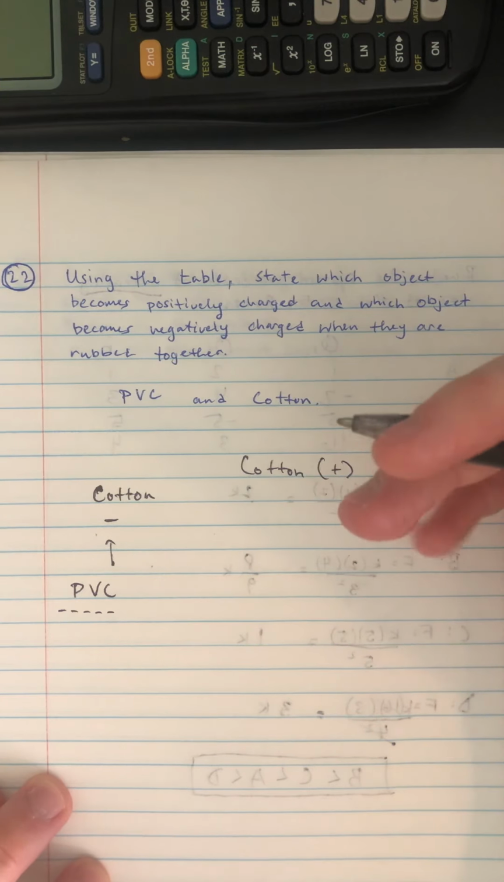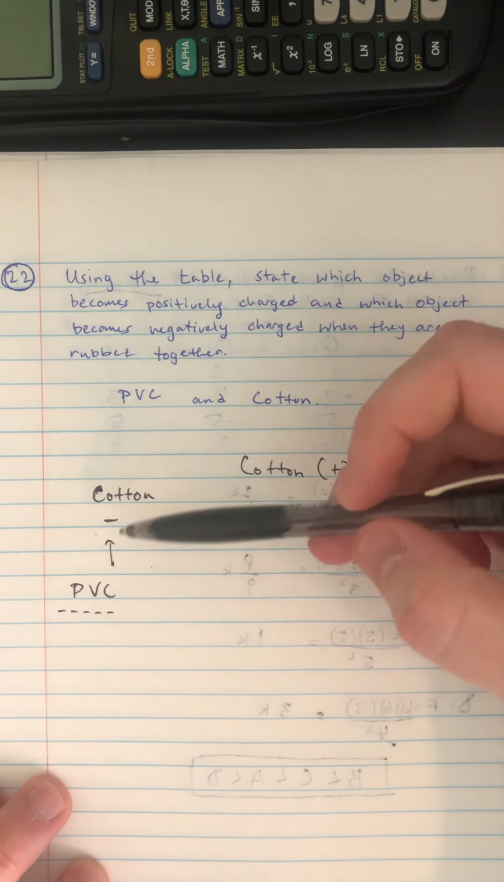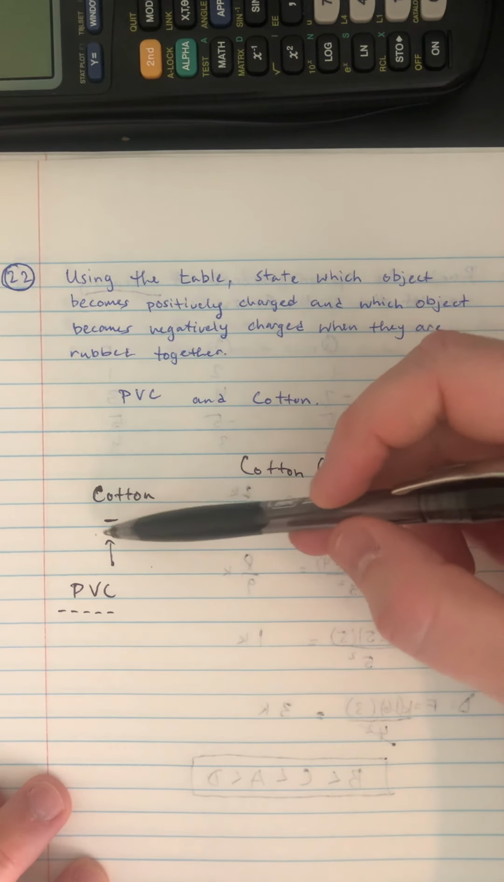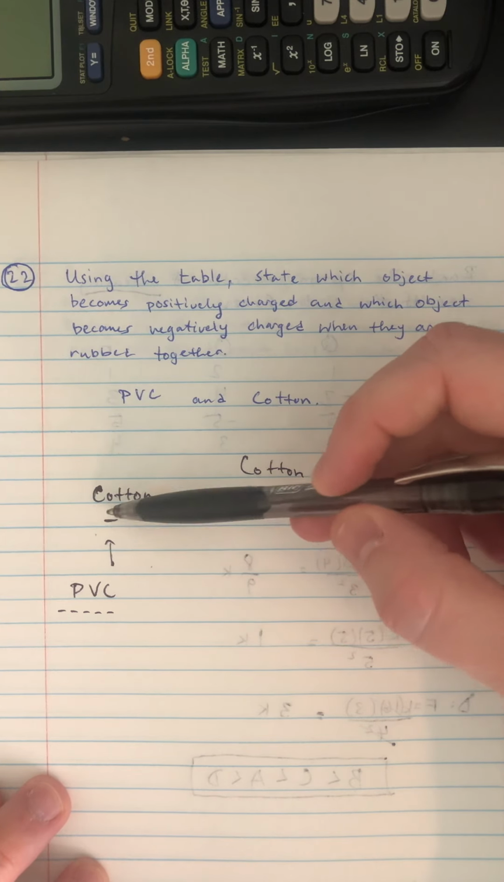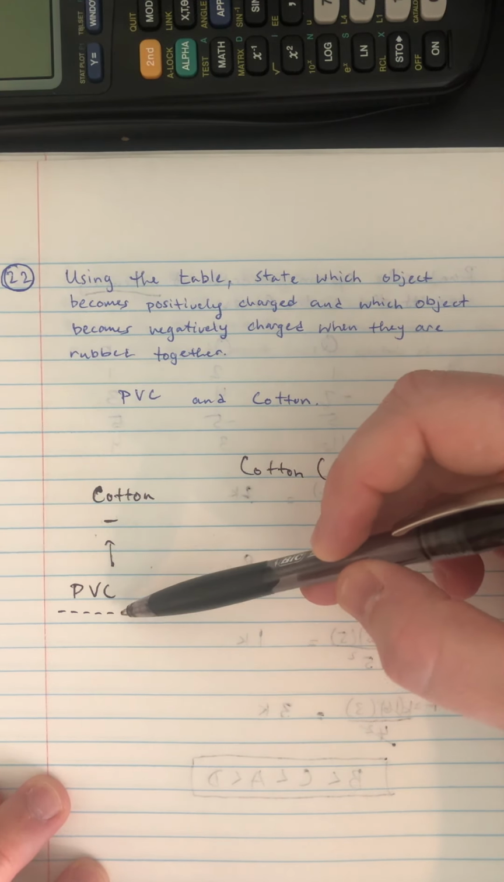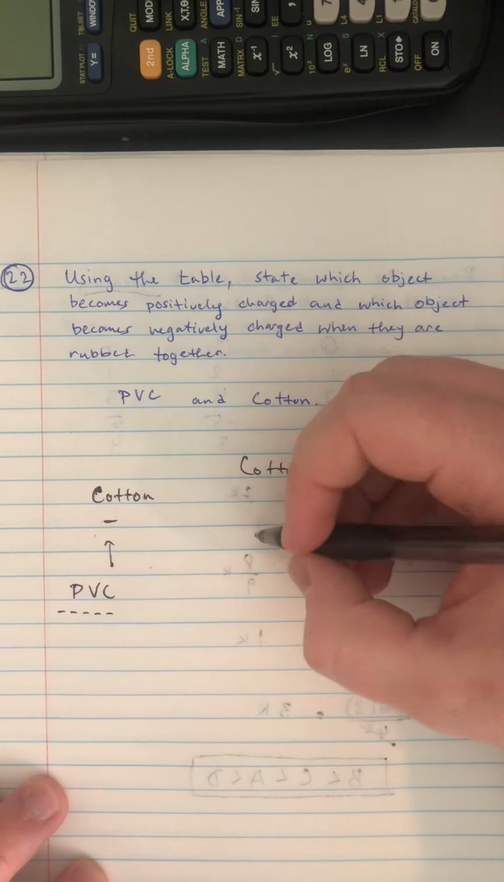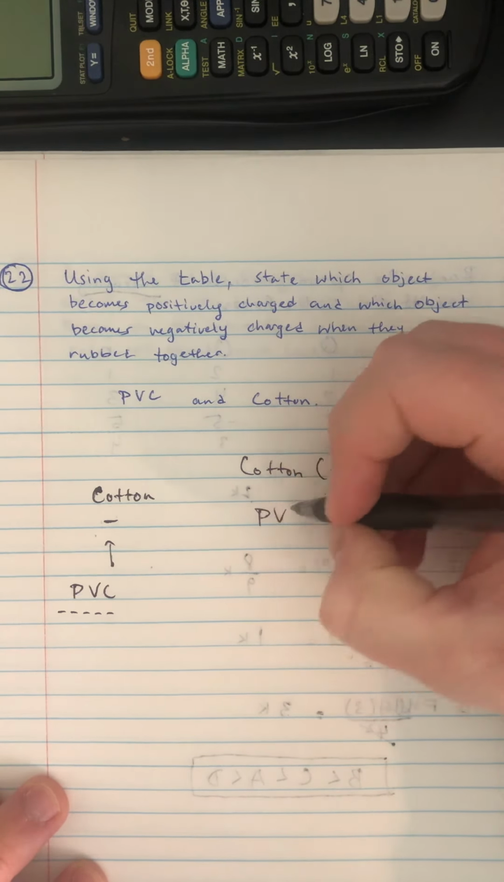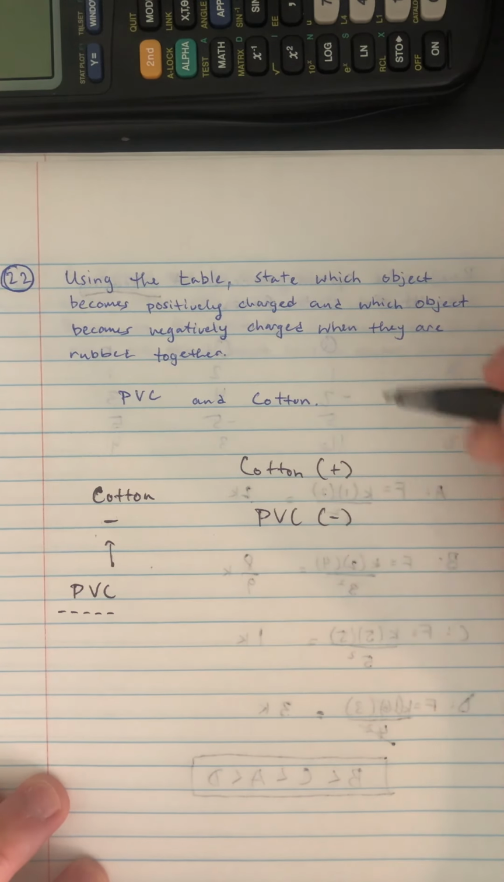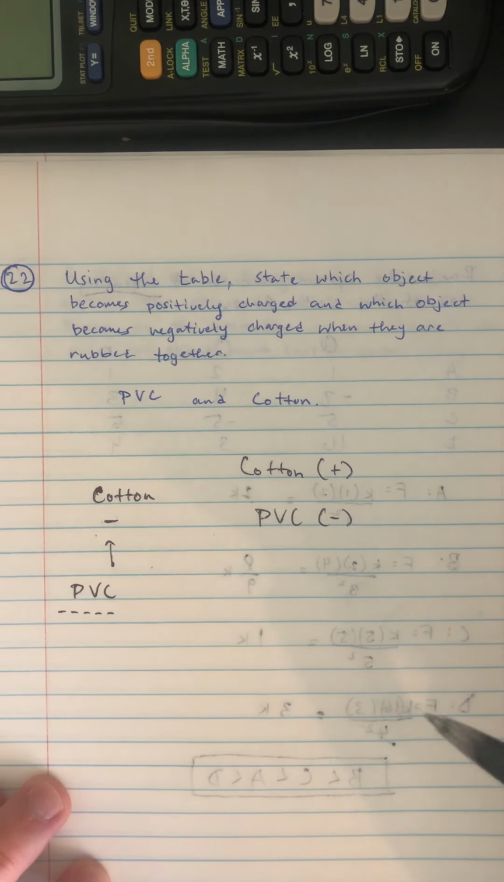It wants to take electrons, right? It still wants to be negatively charged, but because it wants to be negatively charged less than PVC wants to be negatively charged, it will end up becoming positively charged. So cotton becomes positive and PVC becomes negative. So it's all about which one is higher on the table and which one is lower on the table. The higher one will become positive, the lower one will become negative.